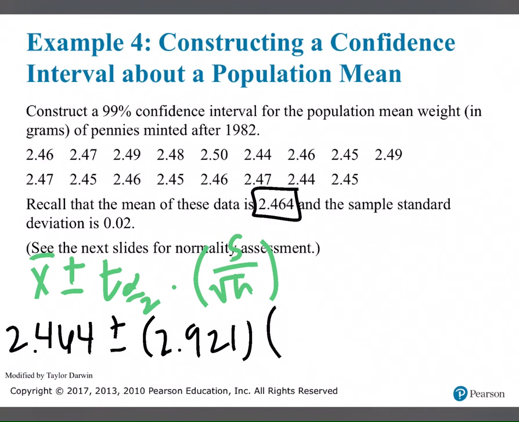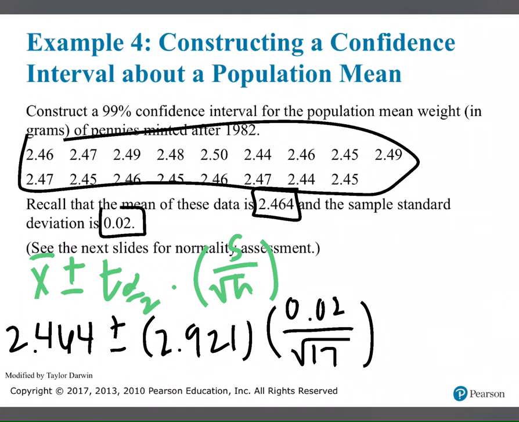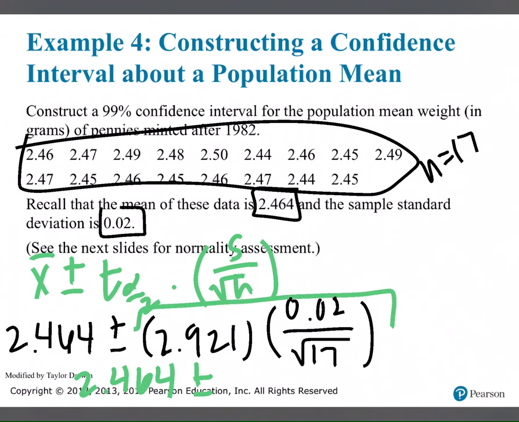2.921 times the standard deviation, which we were given, divided by the square root of n, which is how many samples we took, 17. You can find that by counting those, or sometimes it'll just tell you n equals 17. Okay, 2.464 plus or minus, if I multiply these together, I'm going to end up getting 0.0142.